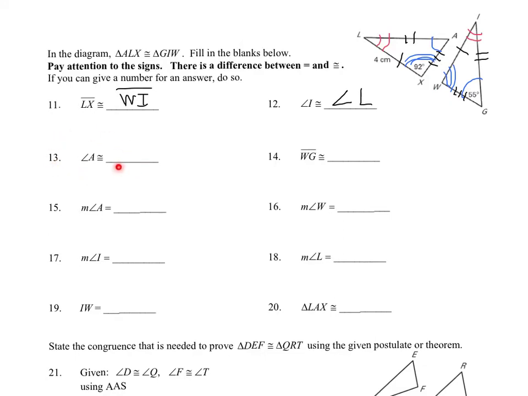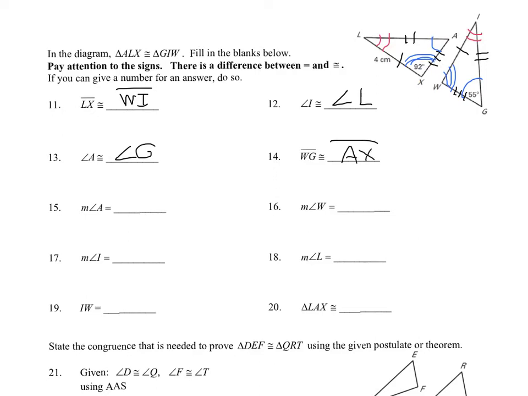Number 13, angle A is congruent to what other angle? Angle A is congruent to angle G. You might be tempted to put down 55 degrees there, but it doesn't say the measure of angle A equals. It says angle A is congruent to, so you need to find the angle it's congruent to. 14, WG. WG, that's where I put 3 congruent markings, so that's going to be congruent to XA or AX. You can say it either way.